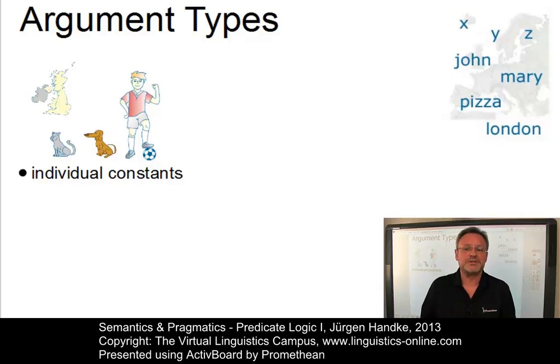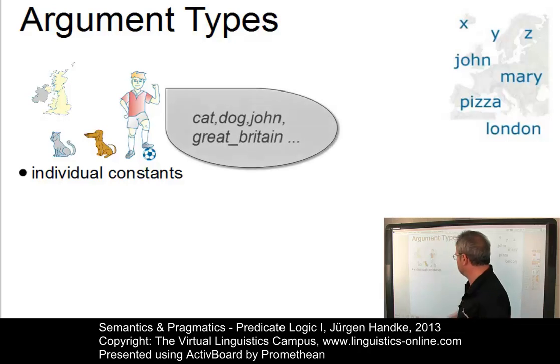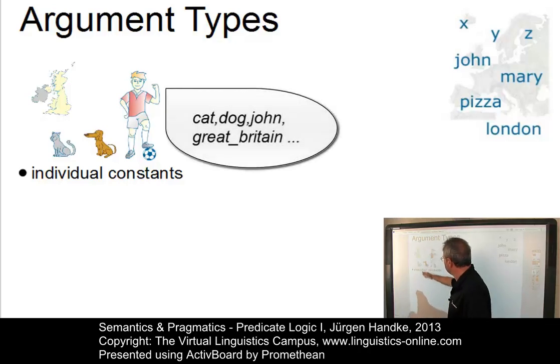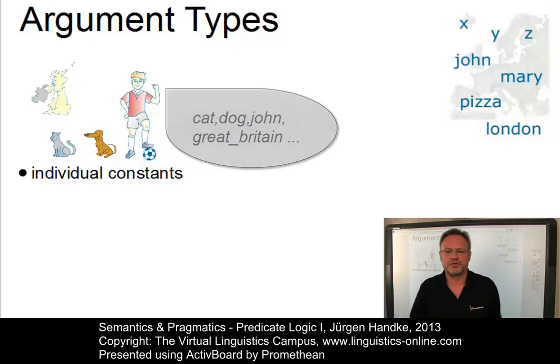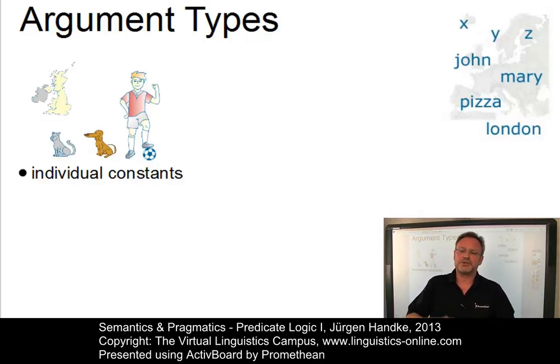And the range of individuals includes the people, the things, and places of everyday life that can be recognized as distinct and identifiable. For example, cat, dog, Great Britain, John, and so on and so forth. It should be noted that the task of giving a name to each individual is much easier in simplified artificial worlds than it is in the real world.